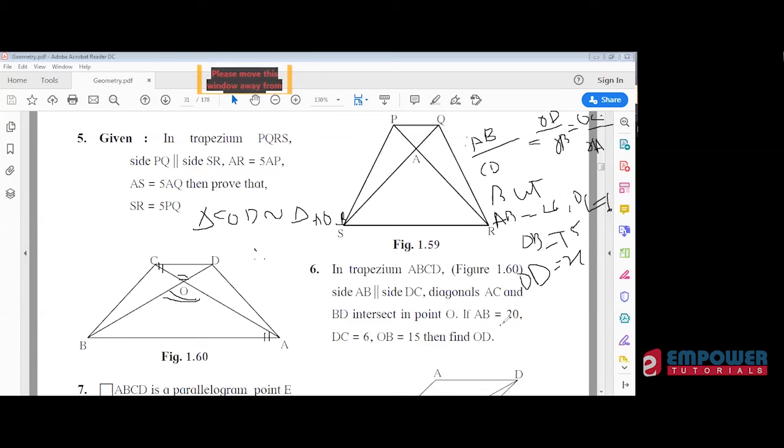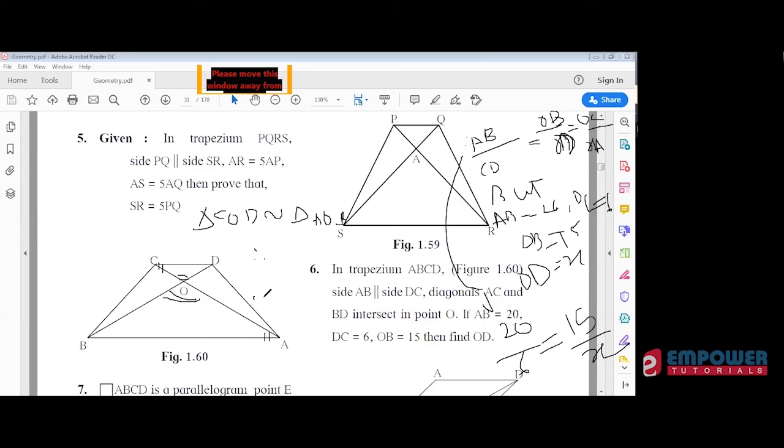Therefore, AB is 20, so we will use this. AB is 20 upon CD, or DC, is 6, is equal to OD, how much? We don't know. And OB is 15. It should be OB upon OD. So this should be OB upon OD. This will be 15 upon X. Don't make a mistake over here, okay? Otherwise you will get stuck over here.